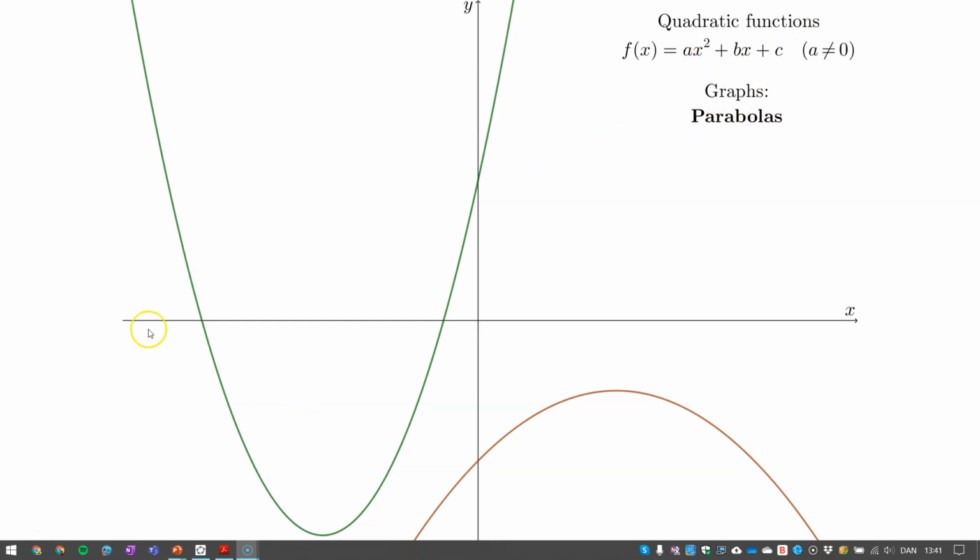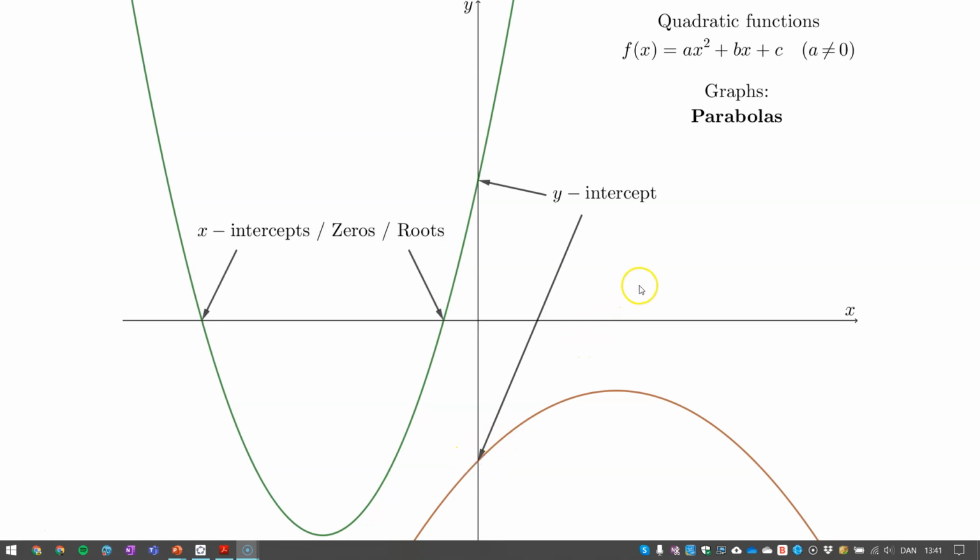So it can look like this, like the green one, or like the brown one. It can be pointed upwards or downwards. And we're going to run through different terminology aspects, so what things are called surrounding these parabolas. So first off, the point where it intersects with the y-axis is called the y-intercept. So the green's y-intercept would be this number, and the brown's y-intercept would be whatever the value is down here.